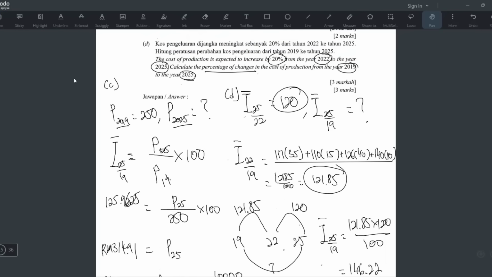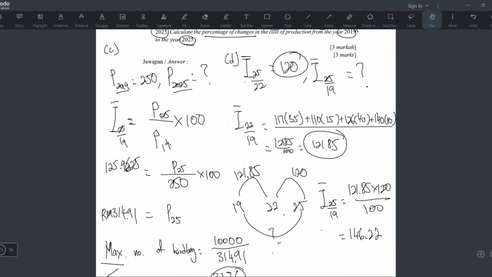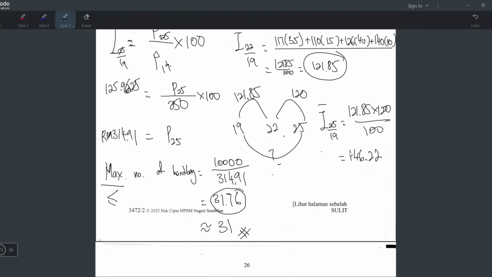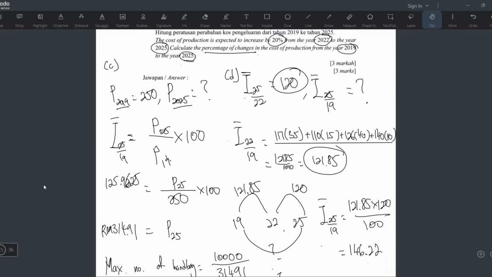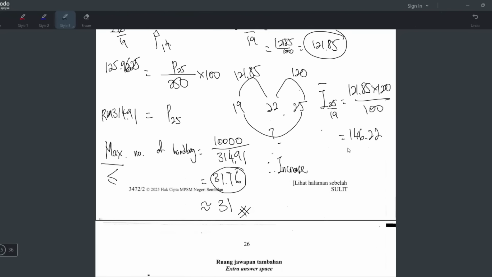Okay, last thing is you have to convert to percentage change. So if your index answer is more than 100, it means it's an increase. If less than 100, it means decrease. But this one, they say calculate percentage change and your answer is more than 100, so it's an increase. So you have to write increase, because if they want percentage change you have to mention the word increase or decrease. This one is increase, and increase how much? 46.22%. Yeah, because you take this minus 100. Okay, so that's the answer.